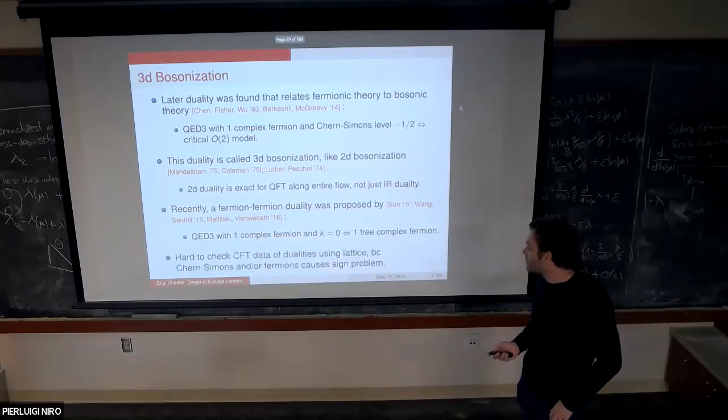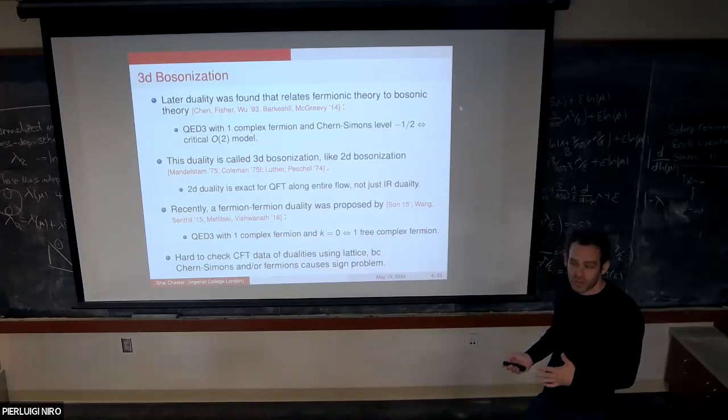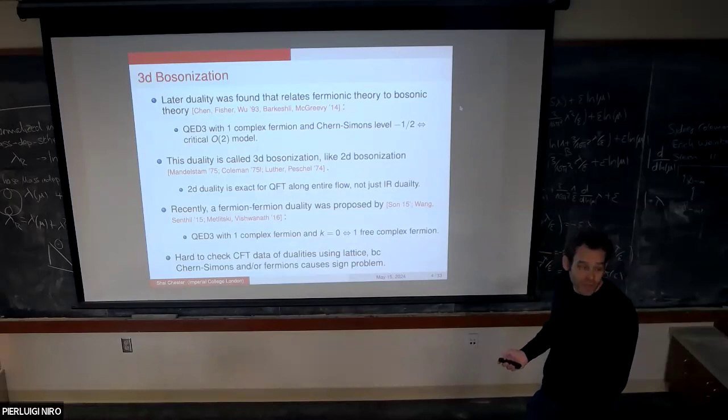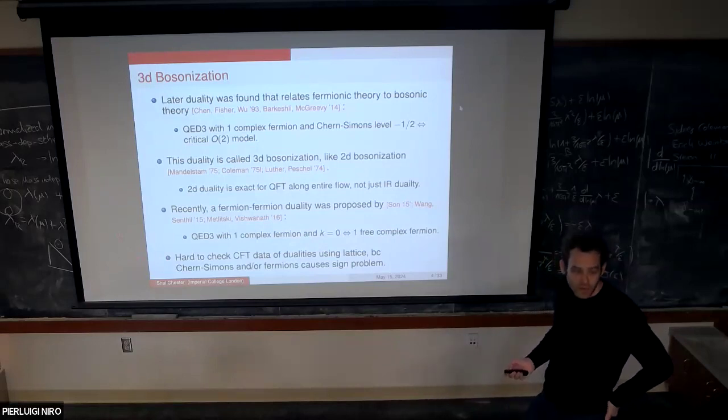So with all these dualities, though, it's very hard to check them because with particle vortex duality, you could do lattice simulations on both sides. But once you have fermionic degrees of freedom or Chern-Simons level, it becomes much more challenging to do a lattice simulation because there are sign problems. And so this is why so far I would say there's not really such compelling evidence for these dualities.